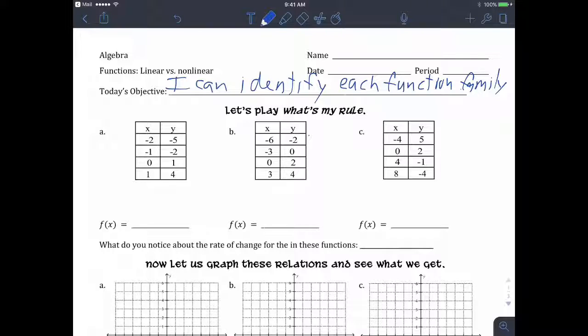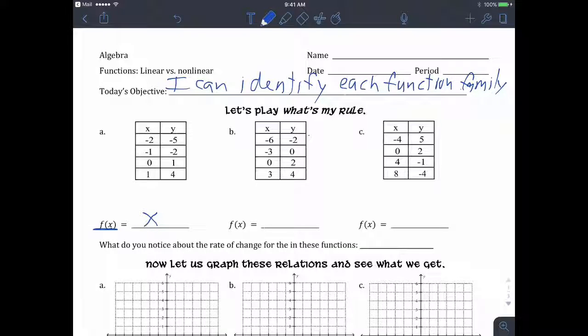Okay? Now we're going to start off these notes by playing What's My Rule. I'm going to help you remember how to play What's My Rule by doing number 1 with you, and then you guys are going to do B and C. All right, so for letter A, we have to identify the number that goes after the x and the number that goes before the x. Now, over here, we have f of x, which you guys know is y.